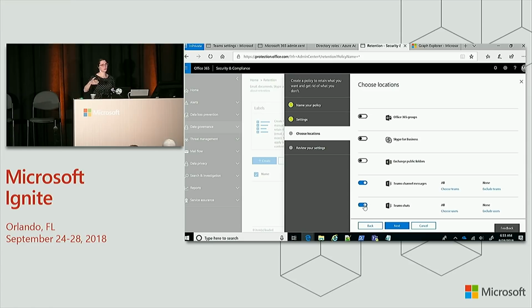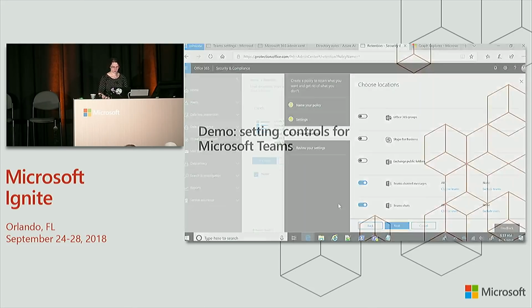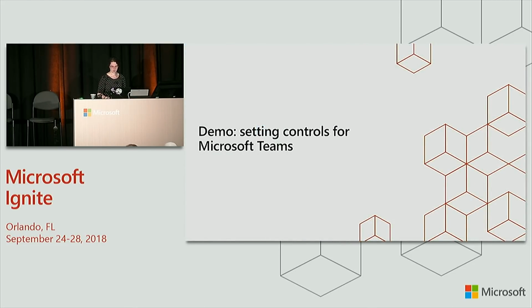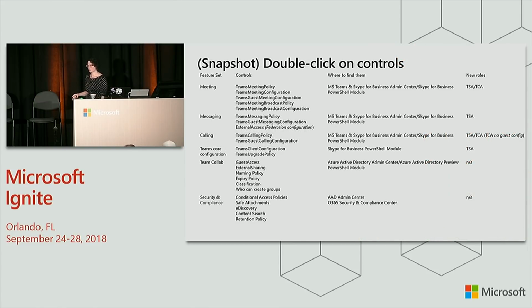Again, your compliance officer does not need to go over to the Microsoft Teams and Skype for Business Admin Center. He's already used to creating compliance policies or retention policies in this admin portal. So we're going to push the team settings for this scenario over to the Security and Compliance Center as well. So that's a snapshot of the controls that we just set up. There are obviously, if you look at the piece that we showed earlier, a lot of other settings that you can manage.